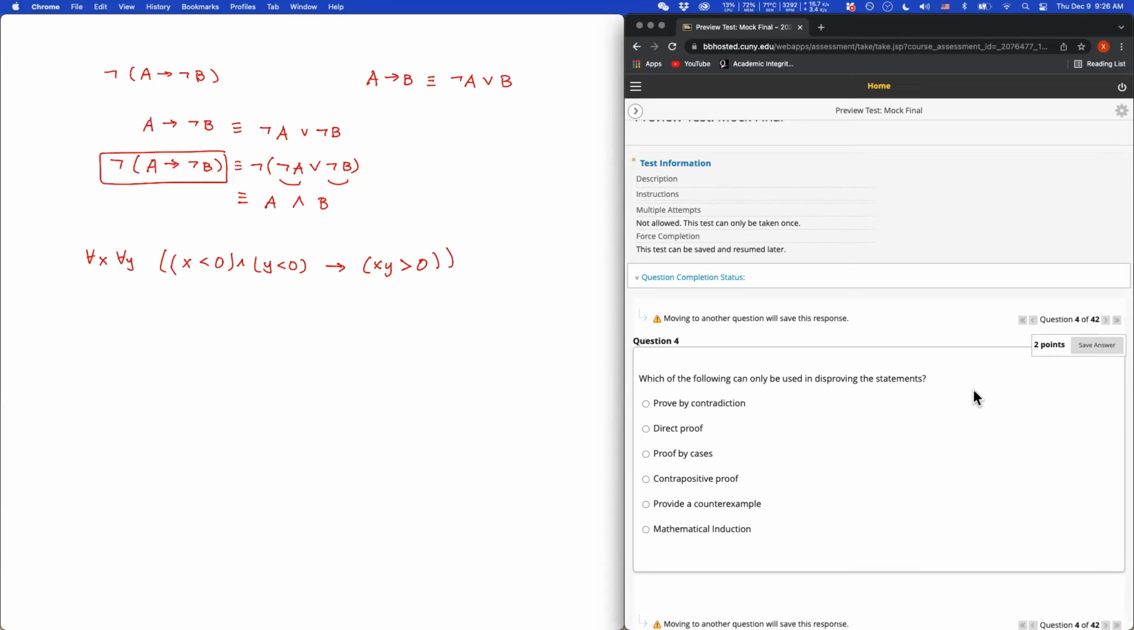Okay, now here it is asking which of the following can only be used in disproving a statement. So what do we use here to disprove a statement? Counterexample. Right, just provide a counterexample. If you can find any counterexample to a statement, that means your statement is wrong, you disprove it. The others are proof methods, where you want to show a statement is true.